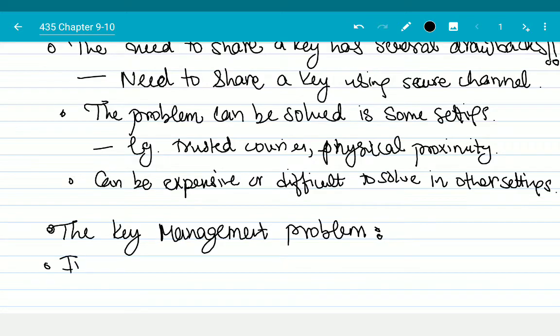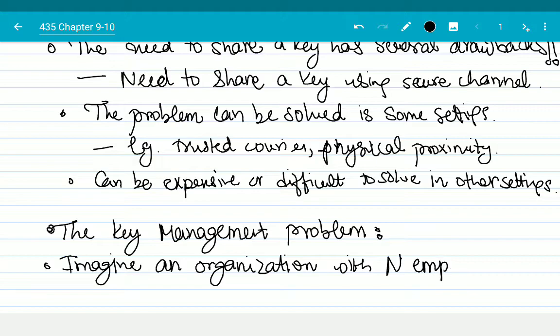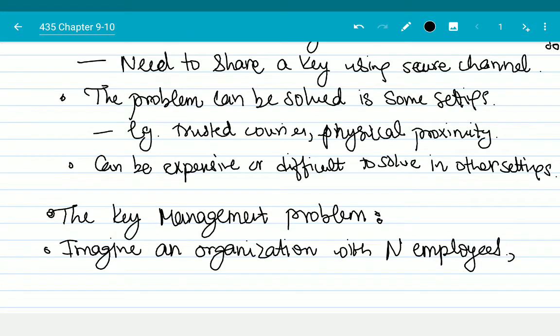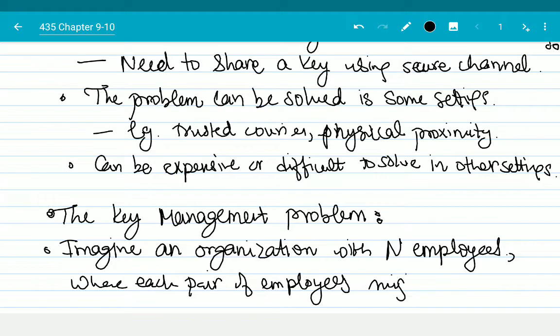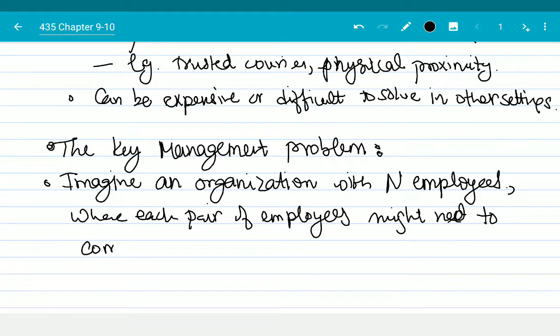Imagine an organization with n employees, where each pair of employees might need to communicate securely.